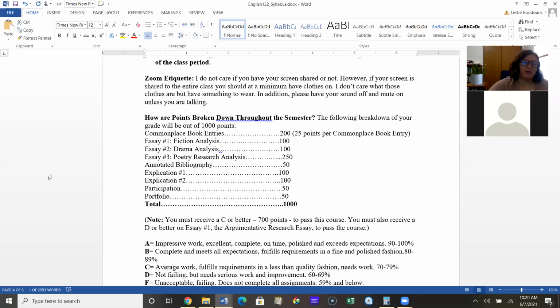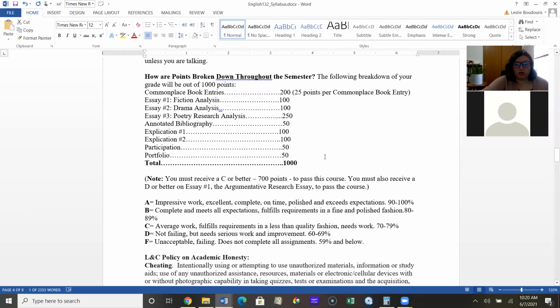Totally fine with that. I talked about the grade breakdown earlier, but just to reiterate, all the points are out of 1,000 total. The complex book entries are worth 25 points each. There are 8 of them, so they're worth 200 points altogether. The first 2 papers are worth 100 each, the second paper worth 250. An annotated bibliography, participation, and portfolio are worth 50 points each. So the majority of the grade for the class is these papers. Altogether, if you count the explications, that's over 60% of your overall grade.